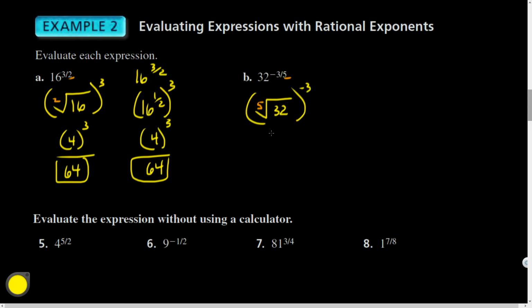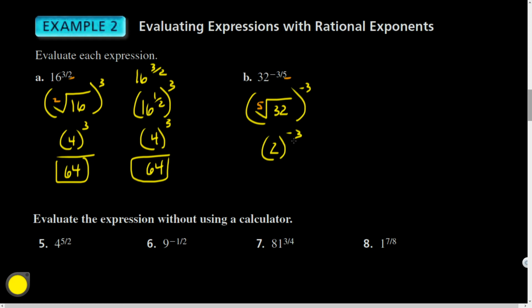The 5th root of 32, now I happen to know this. Actually, if you're into computers, you might know this, because 32 is a power of 2. It's 2 to the 5th. And so the 5th root of 32 is 2.